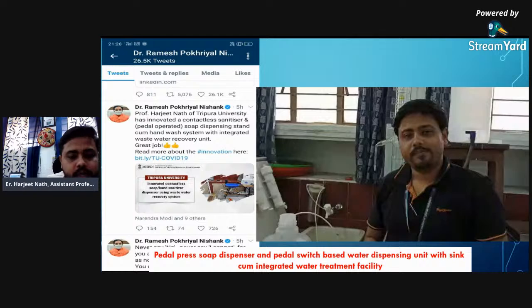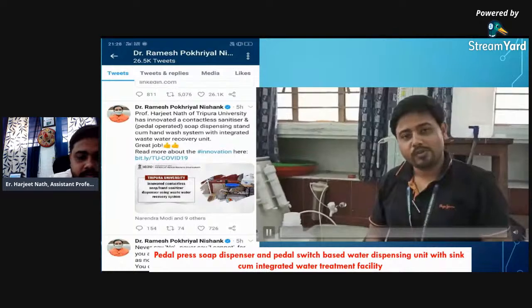Rather, it was stored in one container, and from this container a water purification setup was established, which led to the recovery of a lot of water. This helped us conserve a lot of water instead of simply discarding it straight away to the environment. This was also employed in the Tripura University administrative building, and a lot of water was saved using this technology. Let me play this video.